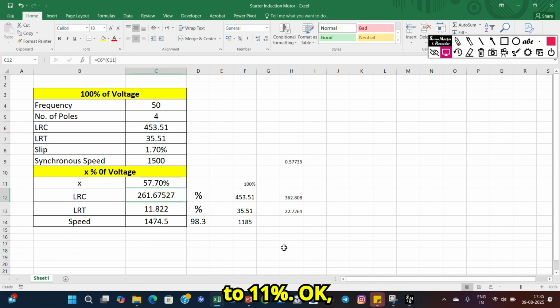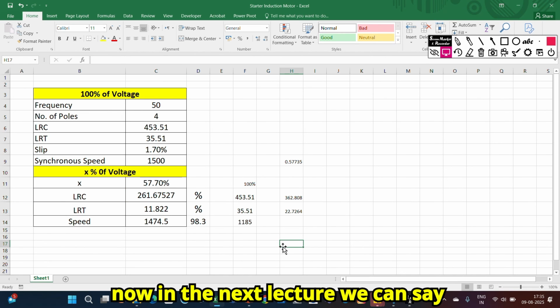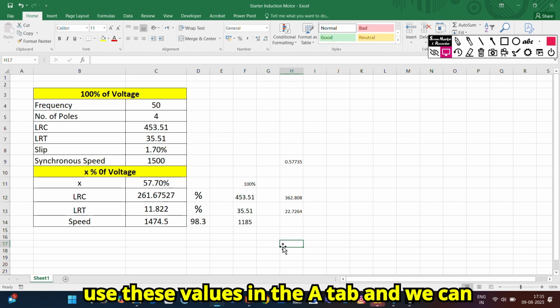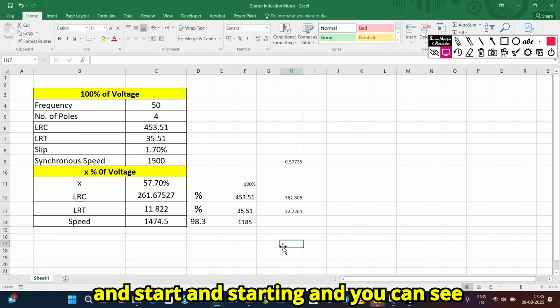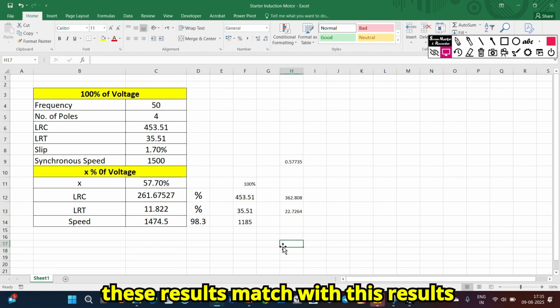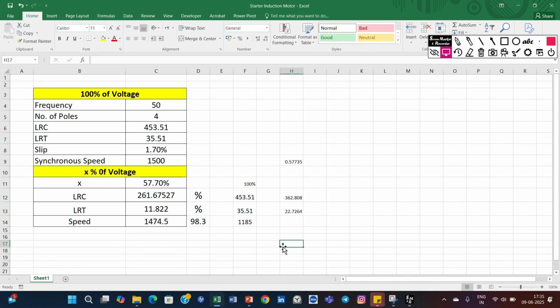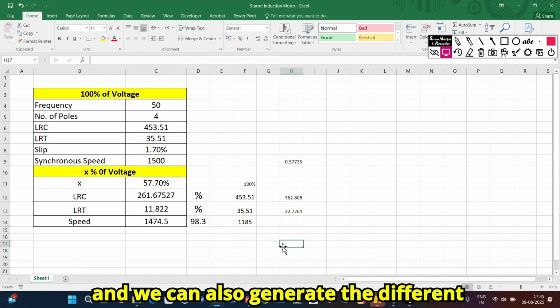Okay, now in the next lecture we can use these values in the ETAP, and we can run two things: one is auto transformer starting and the other is star delta starting. You can see these results match with these results, and we can also generate the different graphs there.